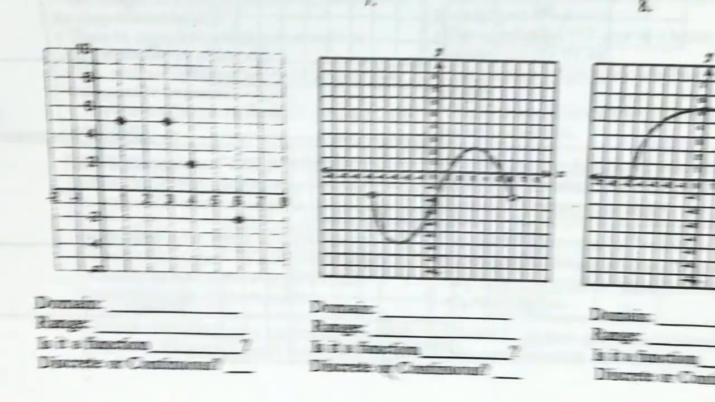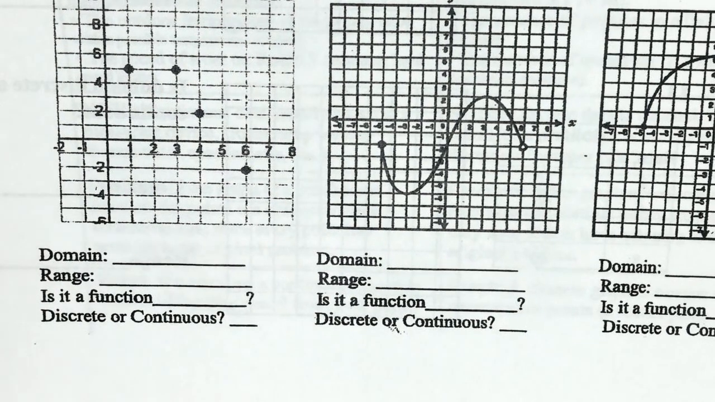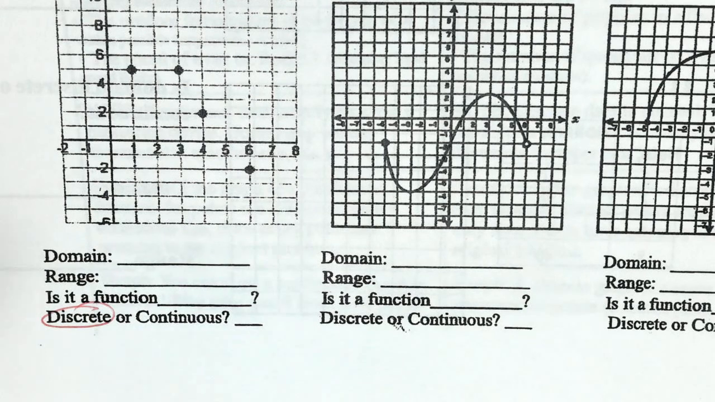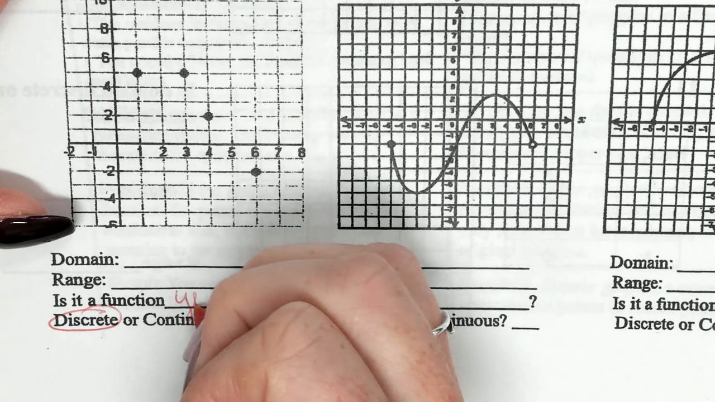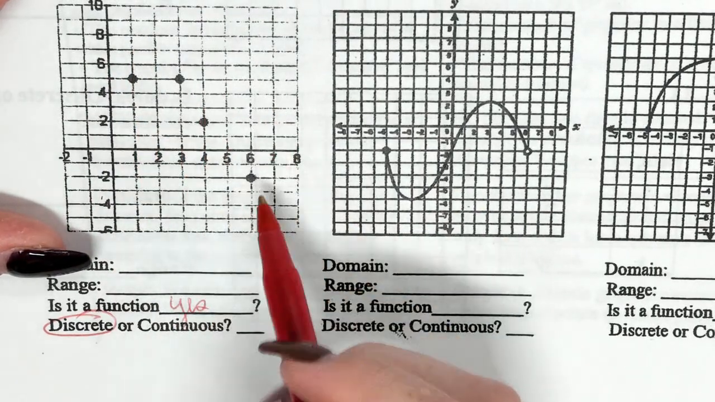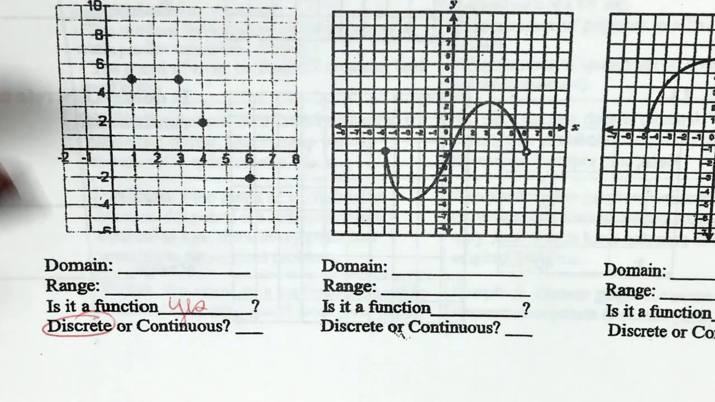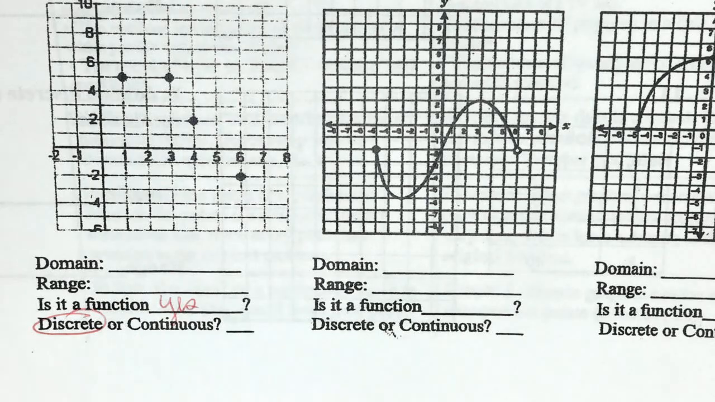Number 6. Let's answer the question first. Is it discrete or continuous? Discrete. Is it a function? Yes. Why? Because if I do a vertical line test, I'm only going to hit each dot once. Yes? All right. What is the domain? Highlight the x-axis.